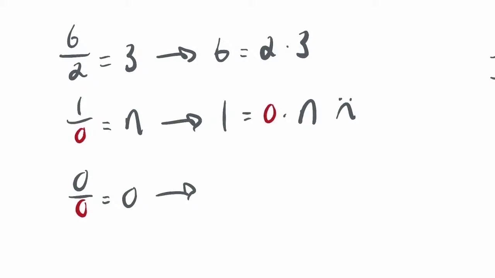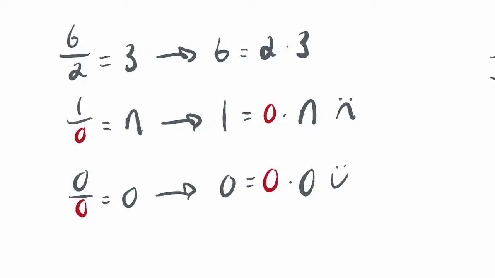So this is going to be 0 equals 0 times 0. Like, oh, yeah, that does work, right? 0 times 0 is 0. Cool. So 0 over 0 is 0, right?